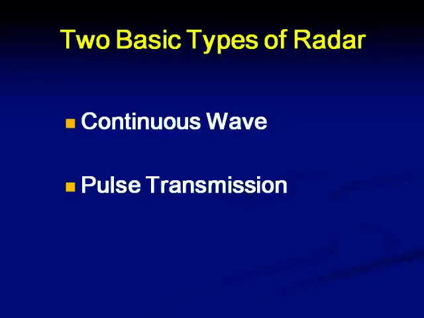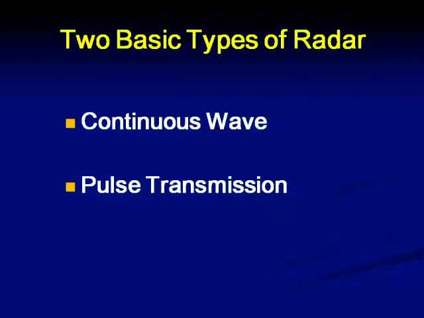With all this information, now we are ready to go into the basics of these radar systems. So let us see first what are the basic types. There are basically two basic types of radars. One is a continuous wave radar and the other is a pulse radar.